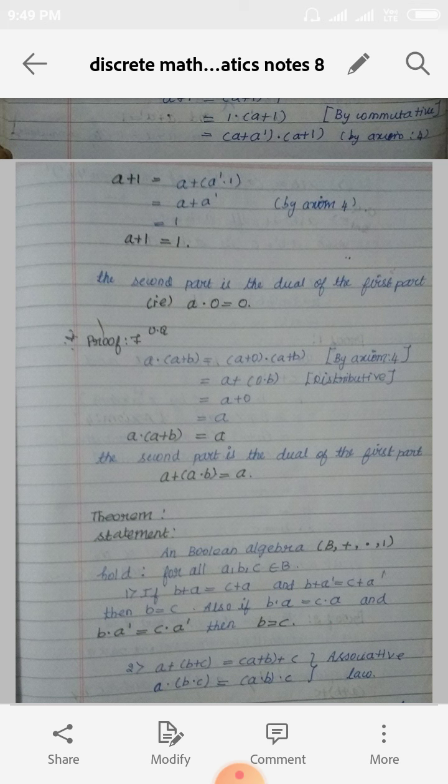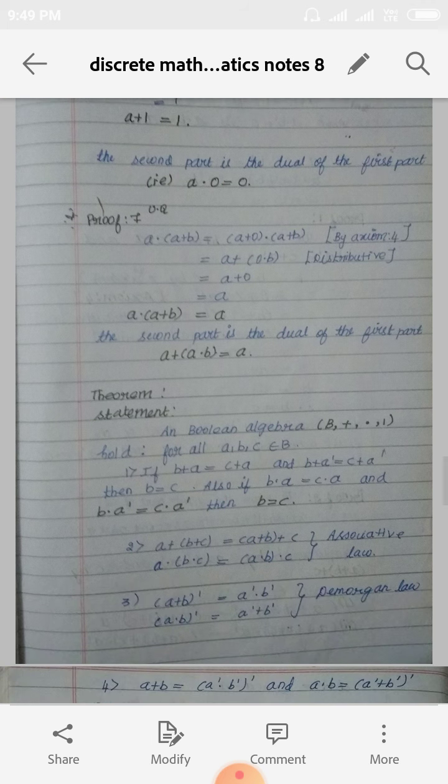And what is the dual? The second part is nothing but the dual of the first part. That is, a dot 0 is equal to 0, means we have to apply the duality. See the seventh proof. a dot of a plus b is equal to a plus 0 dot a plus b. That is a plus of 0 dot b. You have to apply the distributive property. So a plus 0 is nothing but a. Therefore a dot of a plus b is equal to a. Again applying the duality, we get a plus of a dot b is also equal to a.